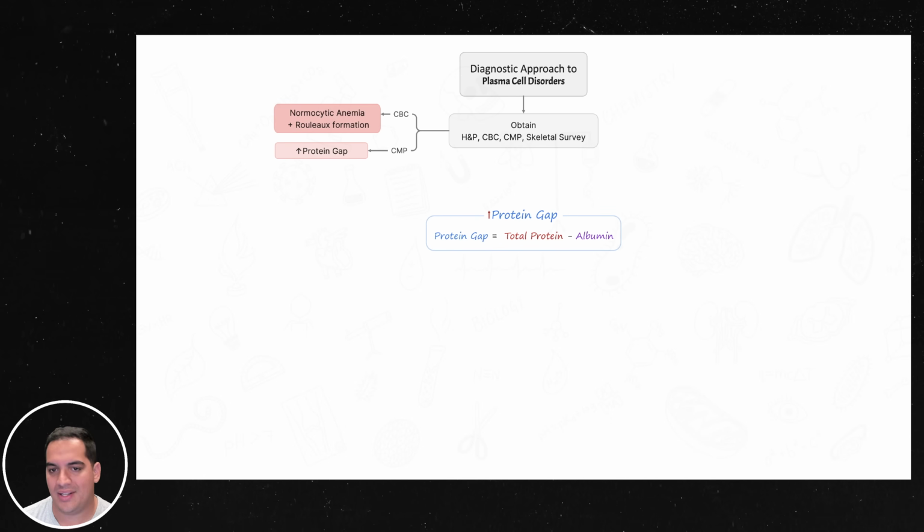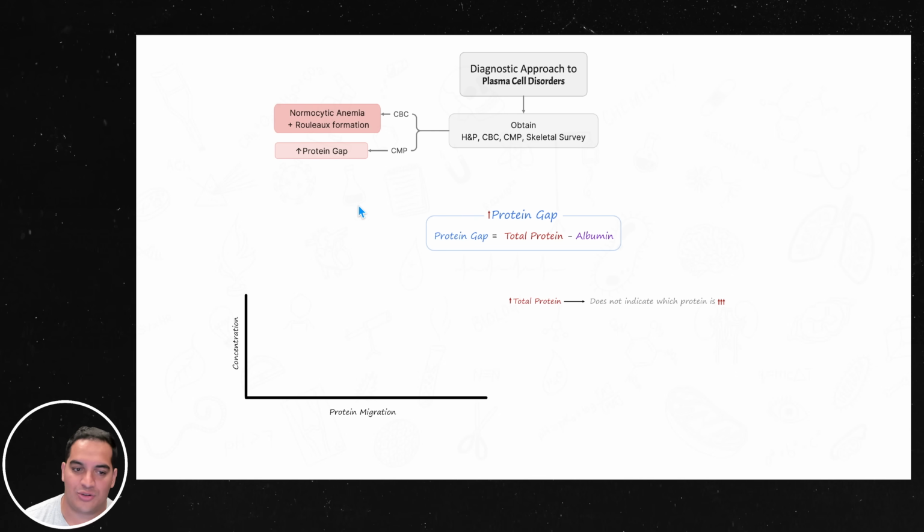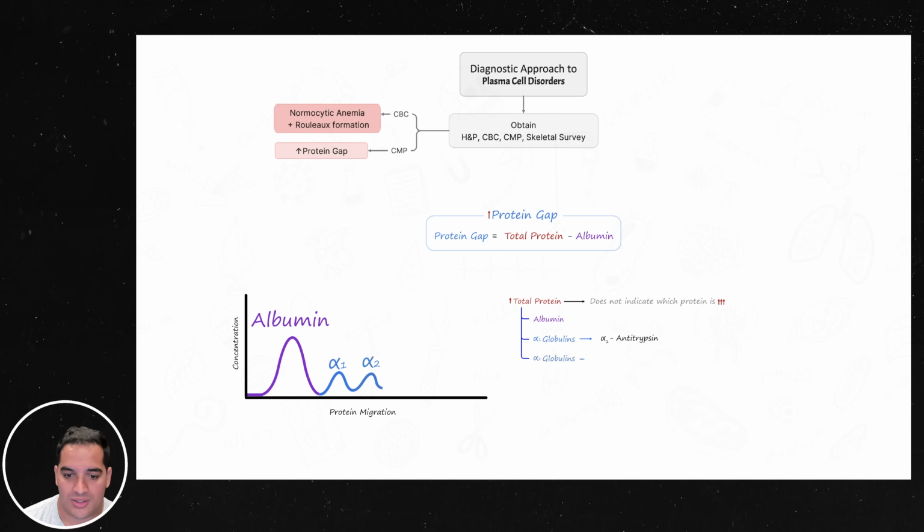Now, the protein gap isn't a perfect test, and the reason why is it tells you that the total protein is elevated, and that doesn't help you determine if it's the alpha, the beta, or the gamma globulins that are elevated. I can't really tell you. All I know is that one of those, or maybe a bunch of them, are elevated. Because when you actually look at an electrophoresis, which looks at concentration on the Y and protein migration on the X, you have albumin, which is the most abundant. Then you have your alpha, your beta, and then your gamma globulins. And all of these can be various different types of proteins.